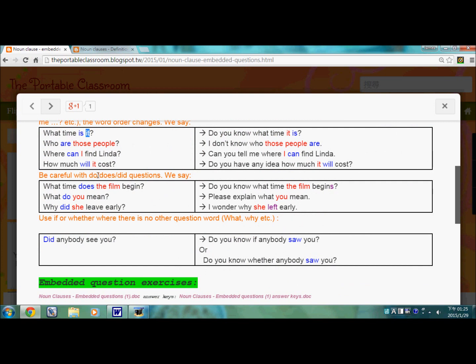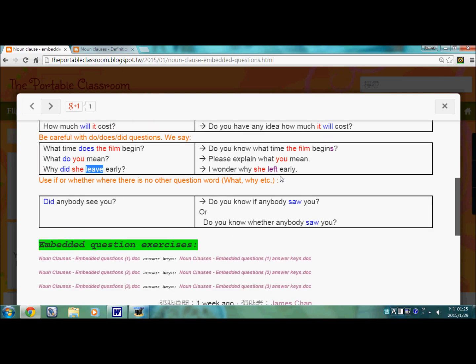Be careful with do, does, and did questions because you have to take away these helping verbs simply because we do not use them in statements. What time does the film begin? Simple present tense. Take away does and put the s back to begins. Do you know what time the film begins? What do you mean? We don't need the do. Lose the do, so please explain what you mean. Why did she leave early? We don't use did. Lose the did. I wonder why she left early. So change the verb leave to its past tense, left.